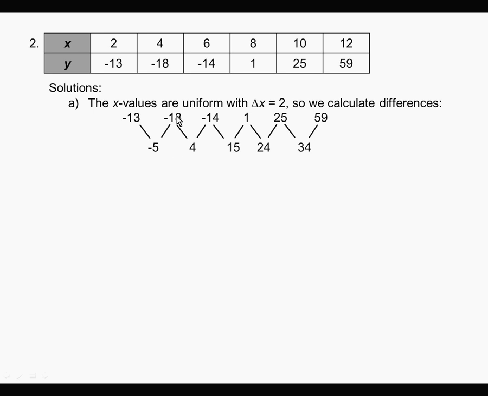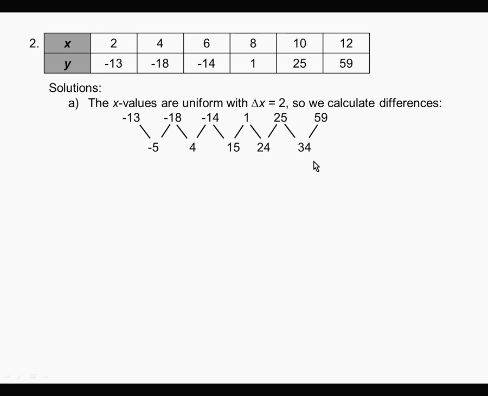So negative 18 minus negative 13 is negative 5. Negative 14 minus negative 18 is 4. 1 minus negative 14 is 15. 25 minus 1 is 24. 59 minus 25 is 34. Well, they're definitely not equal, nor are they even close to each other, so that rules out linear. Remember, it probably wouldn't be linear in chapter 5 since we already did linear, so you should expect to go to at least the second differences.